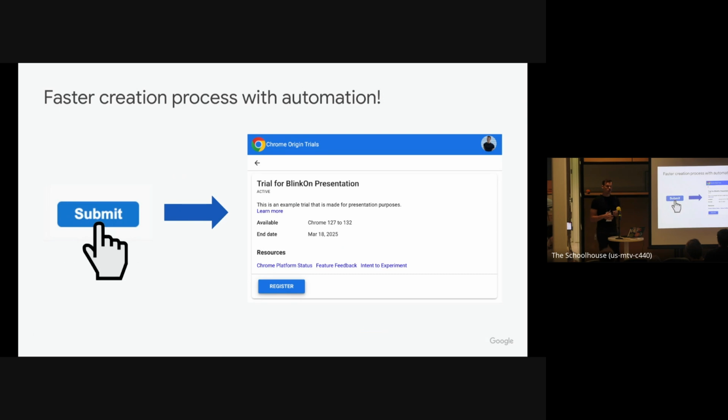Now, Chrome status is actually fully integrated with the origin trial creation process. So whenever you submit your approved request, it will be automatically created, and your trial will be ready for trial participation within minutes. So if your origin trial start milestone is supposed to come at a later branch date, your trial will be activated on that branch date.